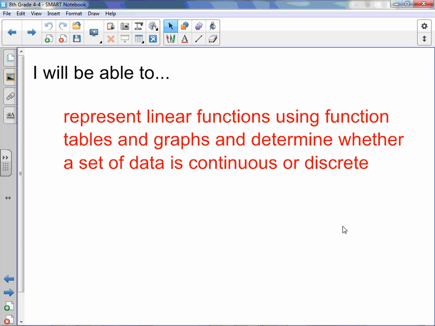Chapter 4, Lesson 4, Linear Functions. You will be able to represent linear functions using function tables and graphs and determine whether a set of data is continuous or discrete.